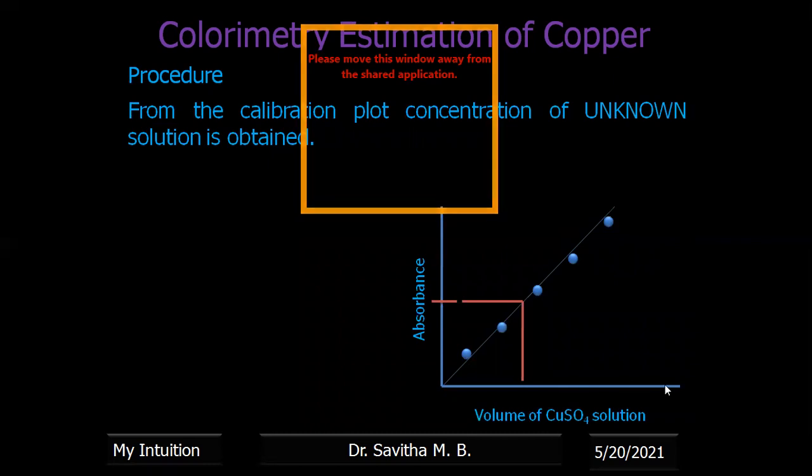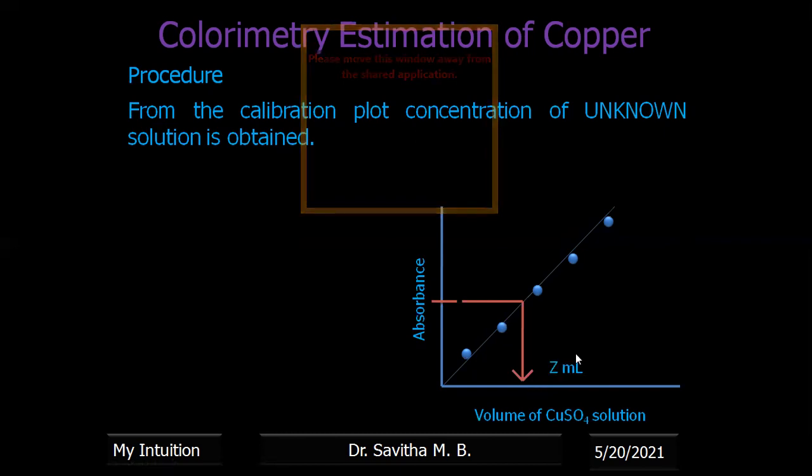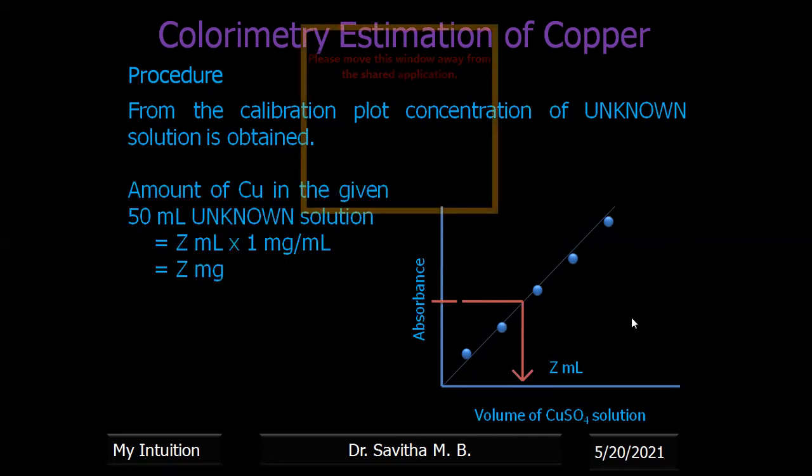You have taken 5, 10, 15, you have plotted, right? Somewhere it comes here, and you need to find out which volume it corresponds to. Let us take it as Z mL. Now this is the amount of copper sulfate present in the sample.